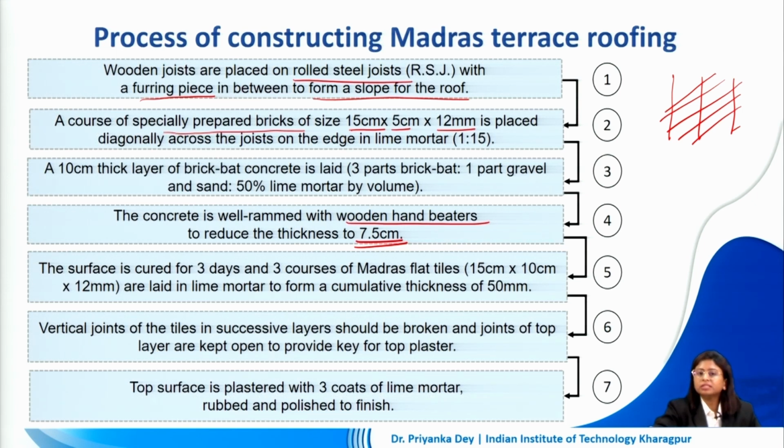Vertical joints of the tiles in successive layers should be broken, and the joints of the top layer are kept open to provide key for the top plaster, which means that finally we will have a top surface of plaster with 3 coats of lime mortar which are rubbed and polished to finish. So, 7 exact steps in which the Madras terrace roofing is done.